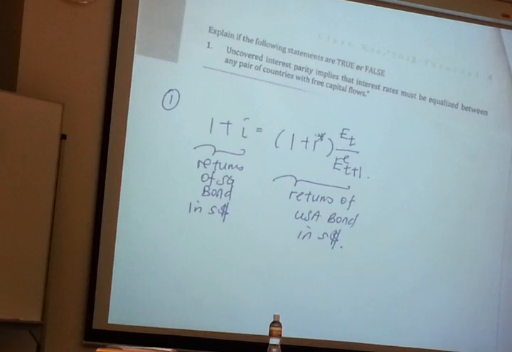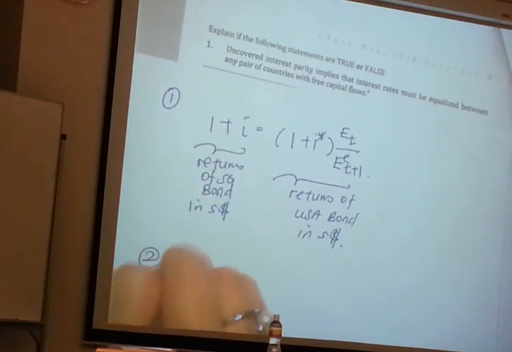Okay, alright? So examiner, don't expect too much. He doesn't need you to derive. There's no derivation, but application. What is UIP? It says the returns of both are the same in the same currency. Okay, so step 2, answer the question.